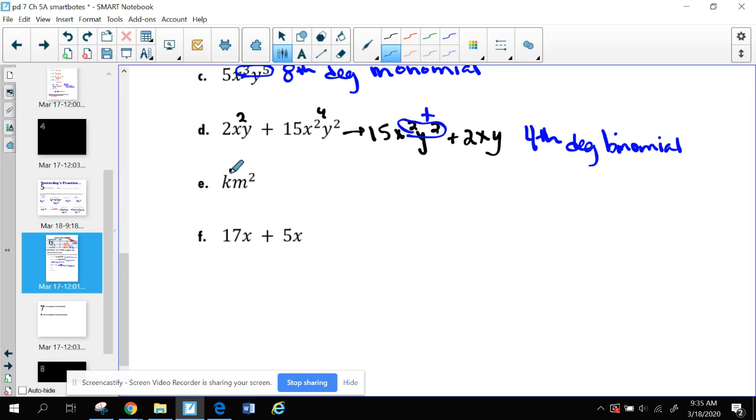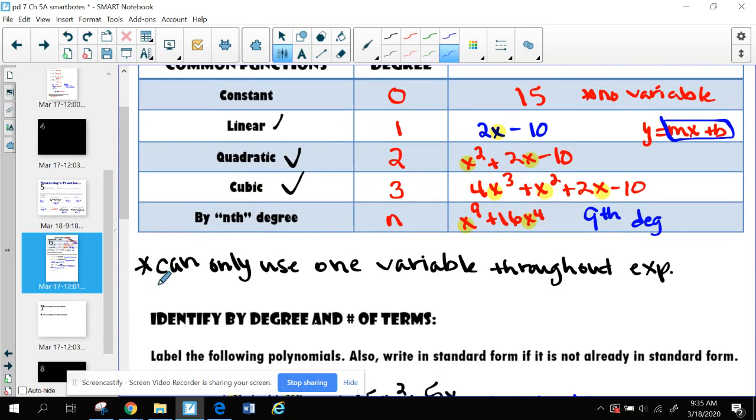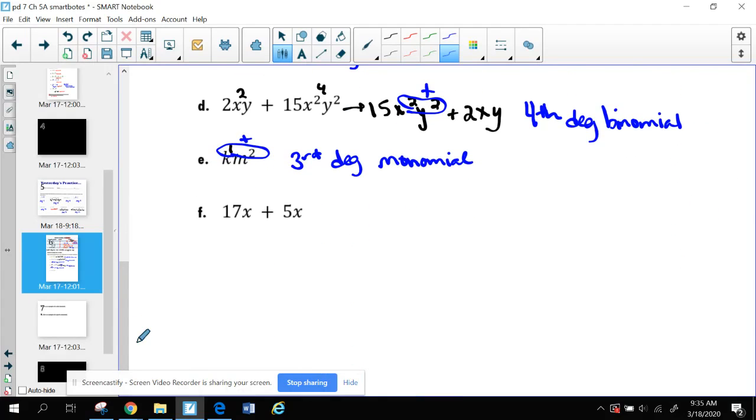Here, don't forget K actually has a 1 in here. So if I'm talking degrees, I need to add those together. So this would be a third degree monomial because it just has one term. There's no adding or subtracting. Okay. Now, some of you might be wondering, well, didn't we have a 3 up here in our list? We did, but we also have this rule that you can only use one variable. So the fact in this example that we use a K and an M, we cannot call it cubic. We just have to say third degree monomial.